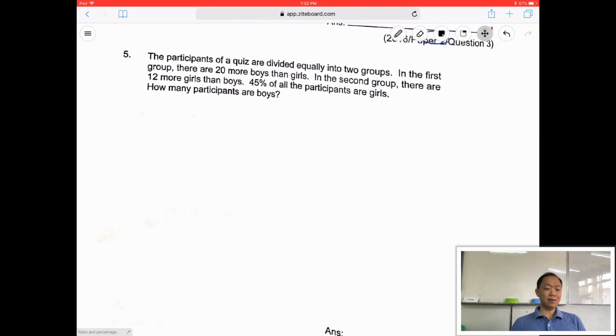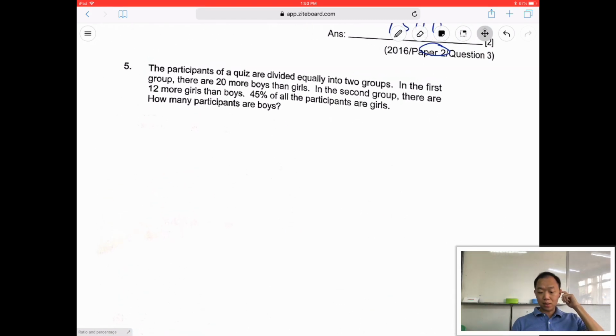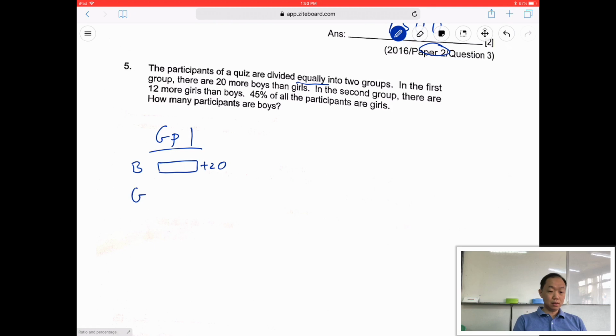Okay, so 5. The participants of a quiz are divided equally into 2 groups. In the first group, there are 20 more boys than girls. Second group, there are 12 more girls than boys. Okay, this looks a bit tough. Maybe we gotta put on our thinking caps right now. So here the keyword is equally into 2 groups. In the first group, 20 more boys than girls. So group 1, boys is like this plus 20, girls is like that. Okay, group 2.